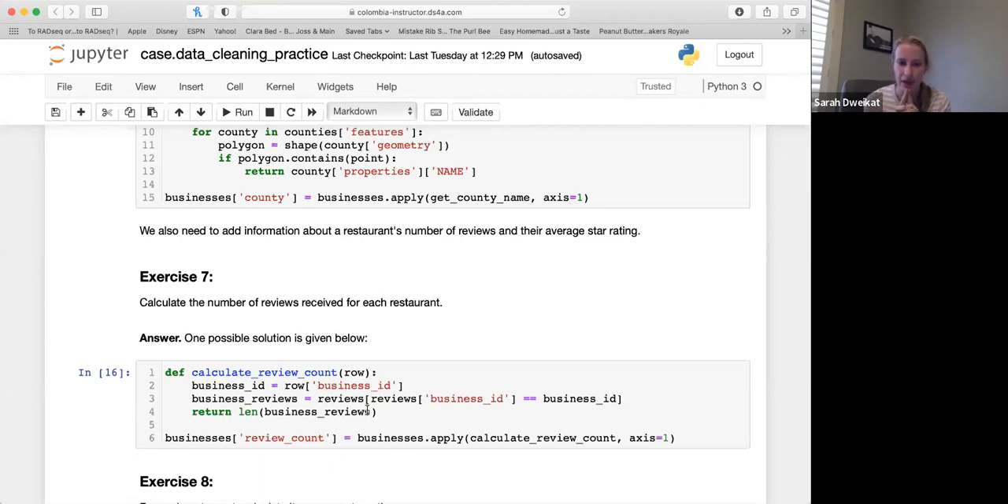Then what we want to do is make a new column in businesses called review count, and then we want to apply that. So wherever our reviews business ID equals, I believe, our business's business ID, then we want to apply this function to our business's data set and make that new column. That should calculate the number of reviews we have for each business based off of the business ID.